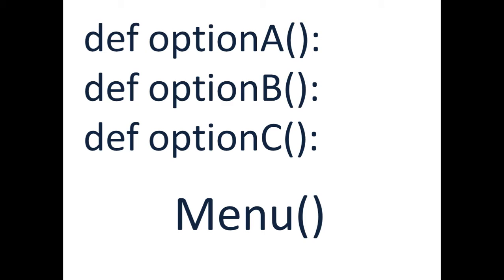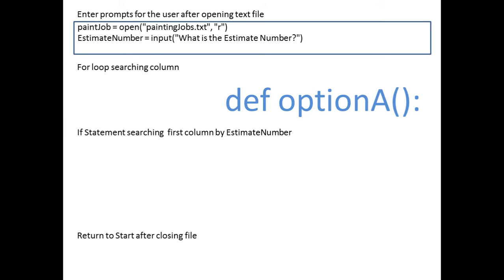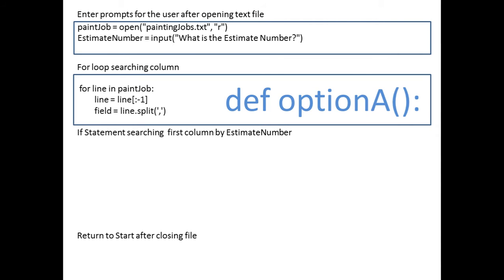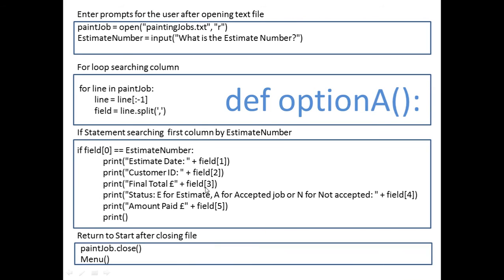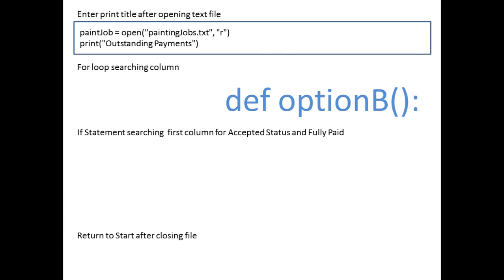Let's just quickly jump to option A. Option A opens a text file and then prompts the user for an estimate number. This code is the same for all of the functions except for the last one where this line is missing. That allows you to search the column. Then you have an if statement which looks at the first column, which is field 0, and if the estimate number matches what the user put in, it displays this information and these columns. Then you close the text file and you return back to the menu. Look at that, think about that. How simple is that, and similar is that to option B, where you again open the text file.